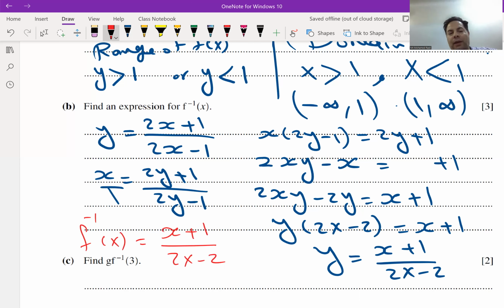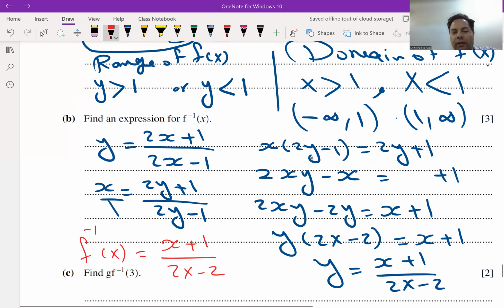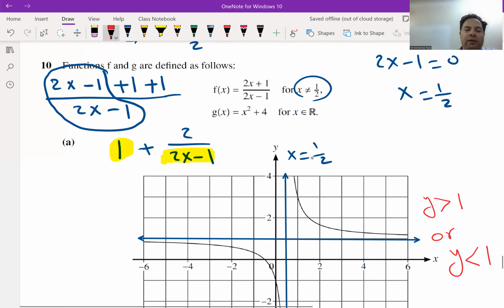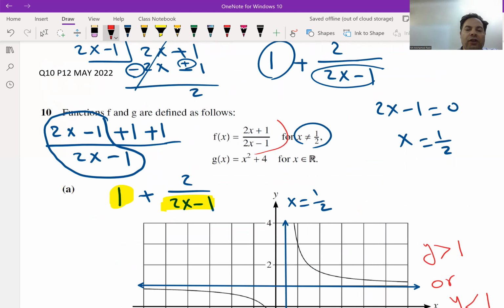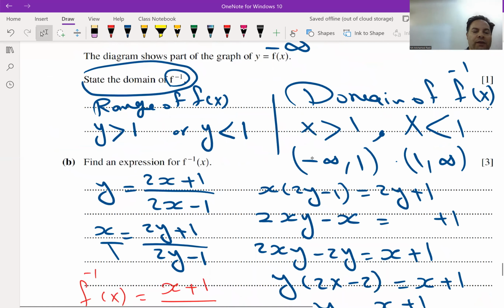If the question is about domain and range, and range and domain: the domain of the function is the real numbers where x is not equal to half. This is the domain. And the range is y more than 1, y less than 1. So if I ask about domain and range for the inverse of this function, this is part B.